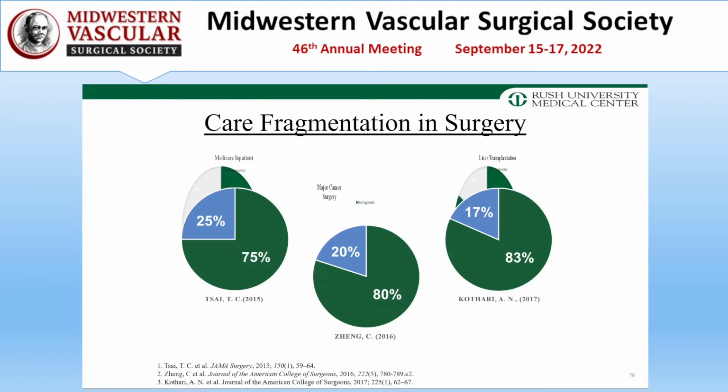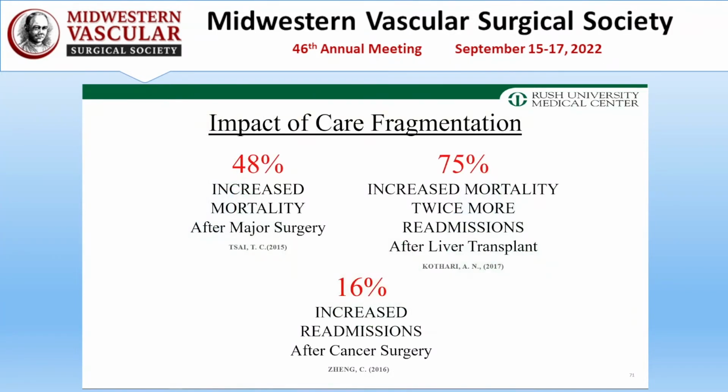It was seen to be as common as taking up 25%, or a quarter, of patients who had experienced major surgeries. That care fragmentation in a quarter of the patients was seen to be associated with a 48% increase in mortality after major surgery, as seen in a Medicare inpatient data set, a 75% increase in mortality and twice as many readmissions after liver transplantations, and a 16% increased number of readmissions after major cancer surgery.